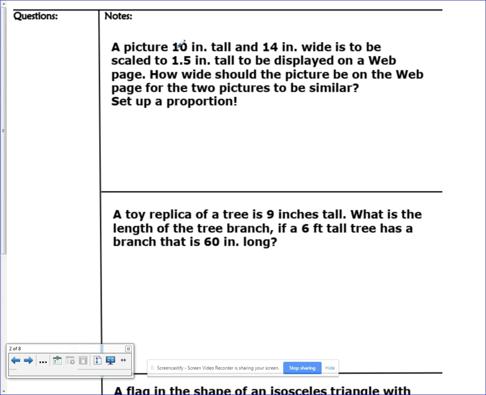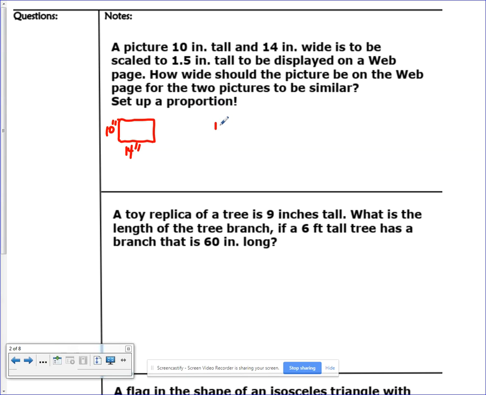Let's take a look at this one. A picture 10 inches tall and 14 inches wide. I got to draw a picture. 10 inches tall, 14 inches wide. So 10 inches here, 14 here. Have you ever seen these two little marks, it looks like a quotation mark? It's a shortcut way to abbreviate inches. Okay, now we have to scale it down. We're going to shrink it, all right? So we have to figure out what scale factor, how are we going to make this shrink?